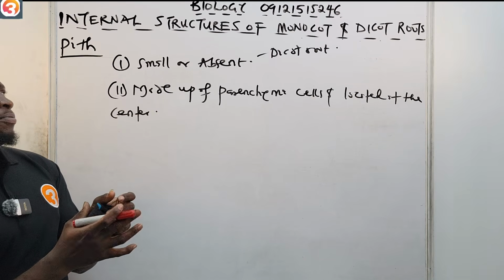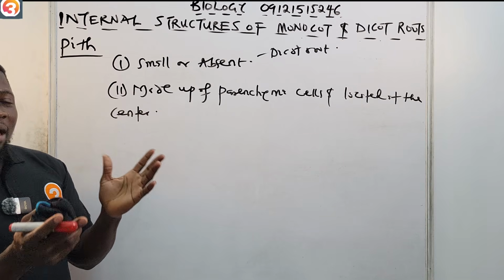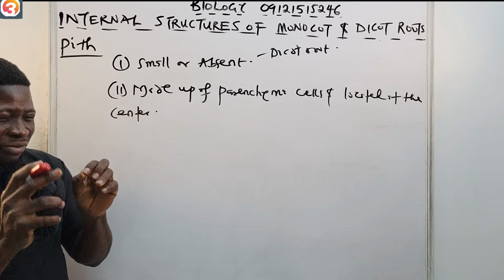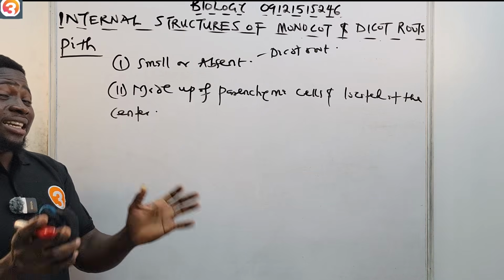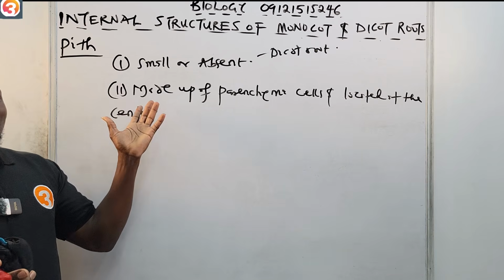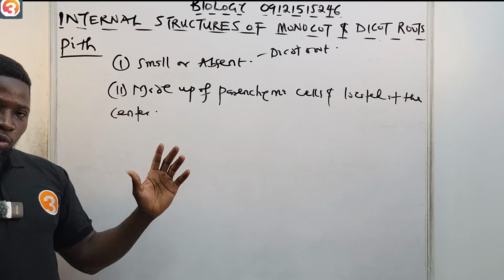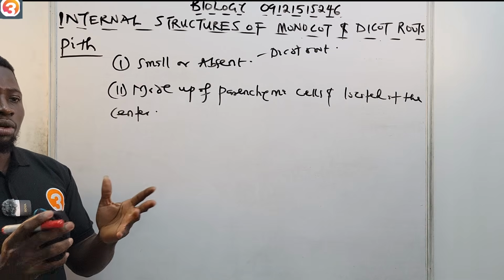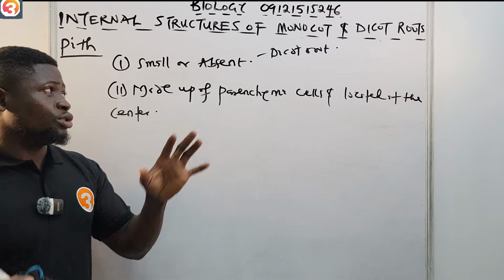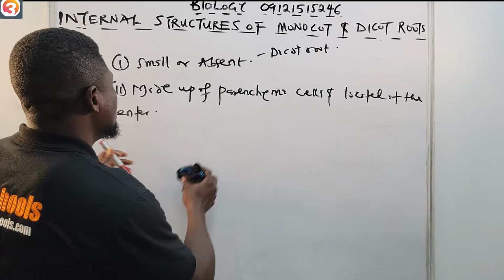Okay, and the funny thing is that the monocot root and the dicot root, their internal structures, their parts are almost the same. Just that there are some very key differences, and that is why we're looking at both of them interchangeably. If we're looking at the monocot now, you say, is it not the same one we saw for the dicot? No. At the end we'll do a summary to talk about the differences between the monocot root and the dicot root.